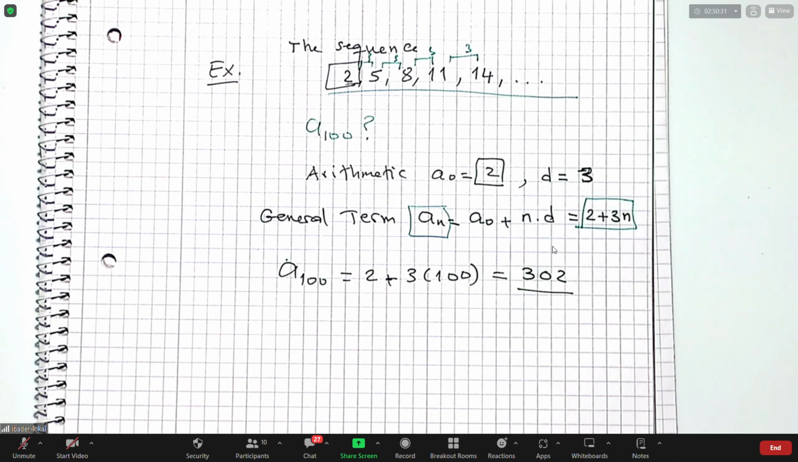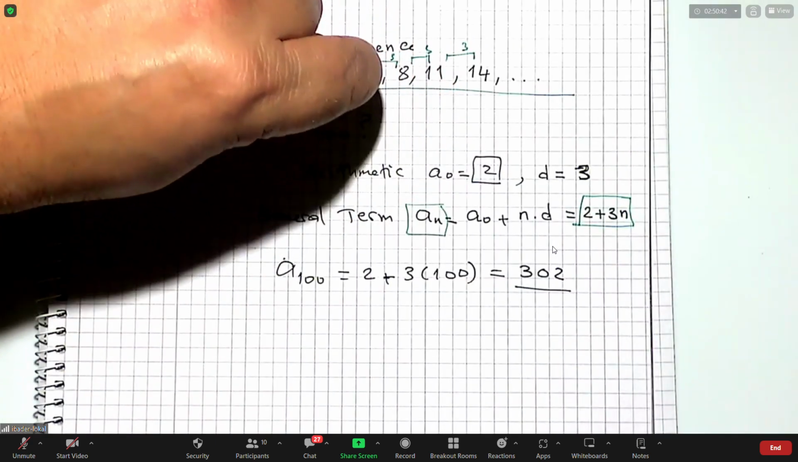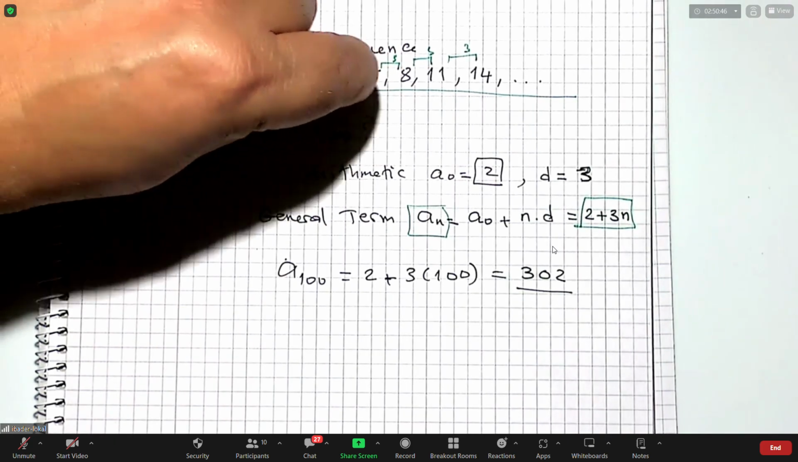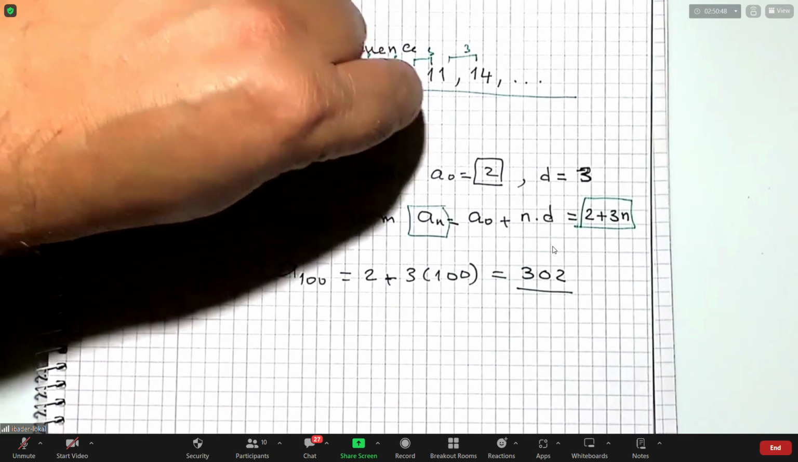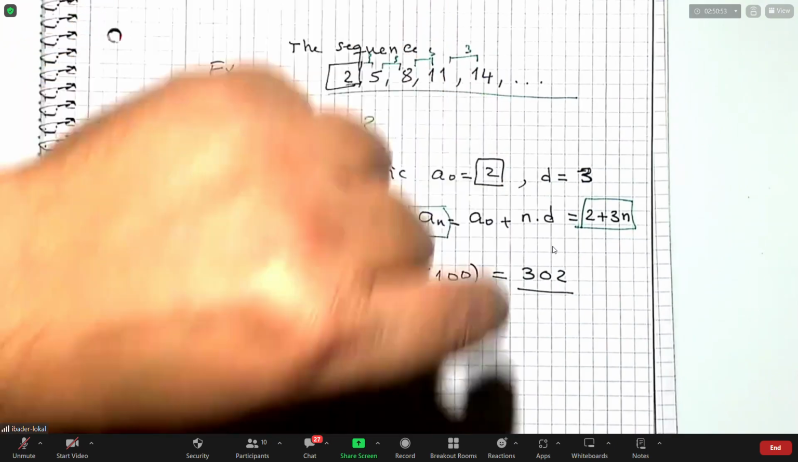So to analyze whether the sequence is arithmetic or geometric, just subtract previous terms. Of course, you need to compare all of them. Here, 5 minus 2 gives me 3. 8 minus 5 is 3. 11 minus 8 is 3, and so on.